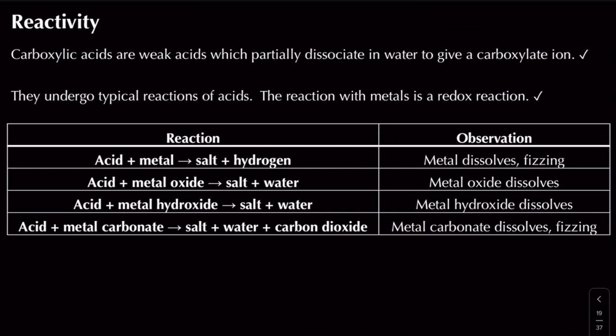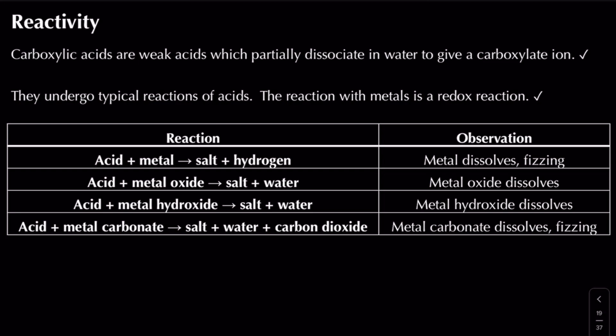Now moving on, if we were to look at reactivity, carboxylic acids react like any other acids, to be honest, but carboxylic acids are generally weak and they partially dissociate. If they were to react with a metal, you'd end up with a redox reaction. The H+ is going to be reduced to hydrogen gas, and we actually end up with fizzing taking place, and metals are going to dissolve because we end up forming the salt itself.